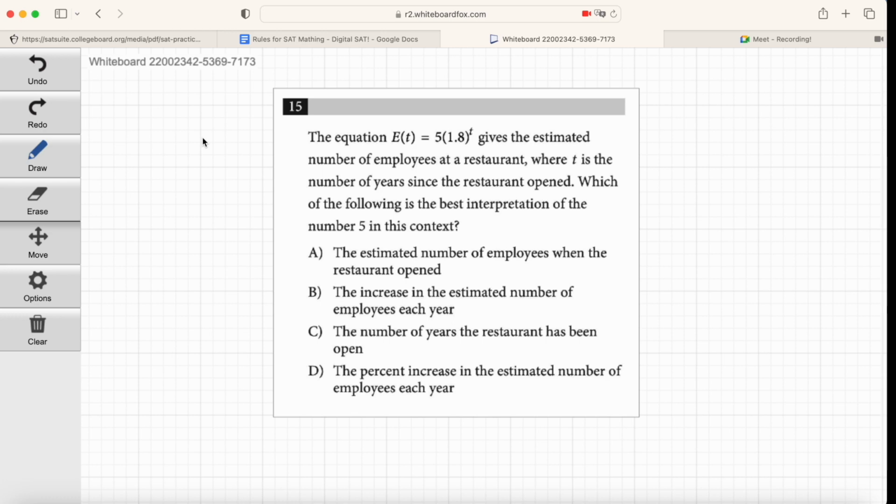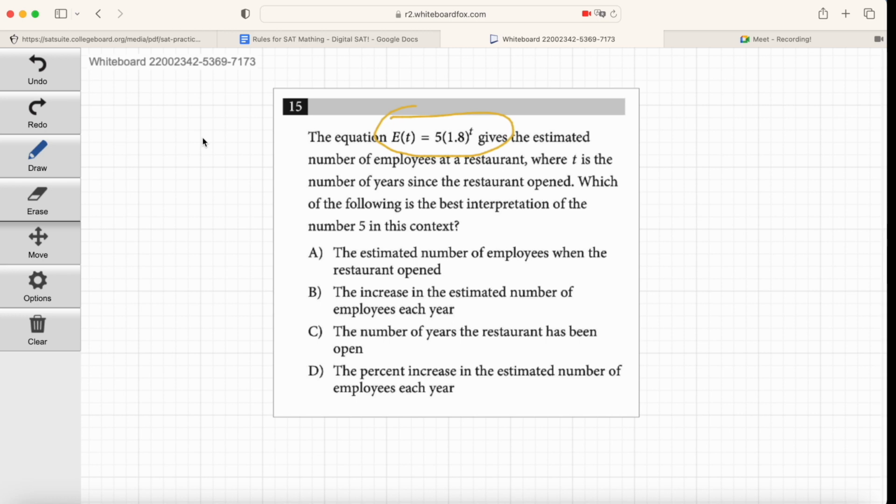Ooh, what are we solving for here? The best interpretation of the number 5. I want to take a look at this equation here, this function E of t. Is it obvious to you, just by looking at that function, what 5 means in that equation? Do you have any idea?